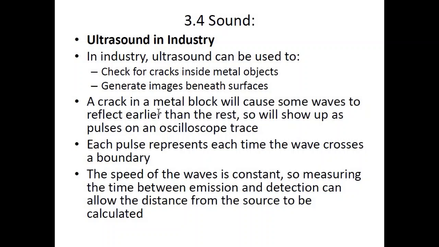In industries, ultrasound can be used to check for cracks inside metal objects or to generate images beneath the surface. A crack in a metal block will cause some waves to reflect earlier than the rest, so this will show up as pulses on an oscilloscope trace. Each pulse represents each time the wave crosses a boundary. The speed of the wave is constant, so measuring the time between emission and detection can allow the distance from the source to be calculated.